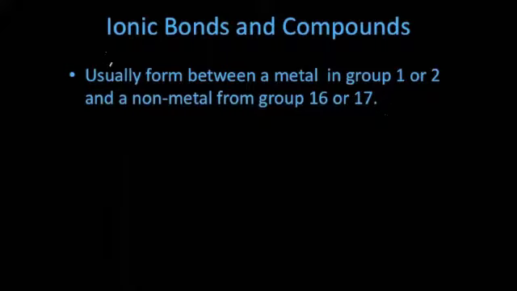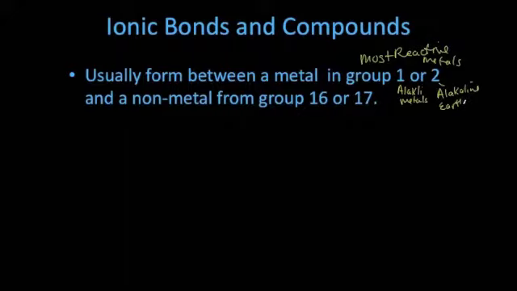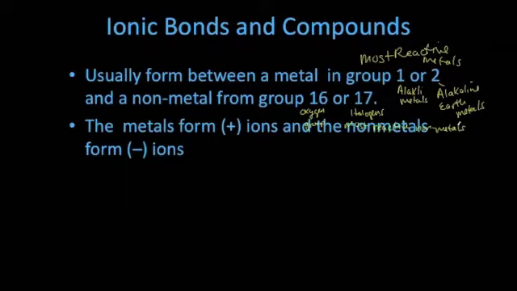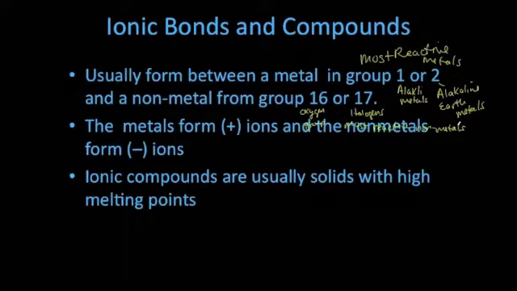When I say usually, the reason is that groups 1 and 2 are the most reactive metals. Group 1, remember, is called the alkali metals, and group 2 is called the alkaline earth metals. Group 16 is the oxygen group, and group 17 are called the halogens, and they are the most reactive nonmetals. The metals form positive ions, and the nonmetals form negative ions. We've mentioned that a couple times already. Unique features of ionic compounds are that they usually are solids with very high melting points, so it takes a lot of heat to melt them.